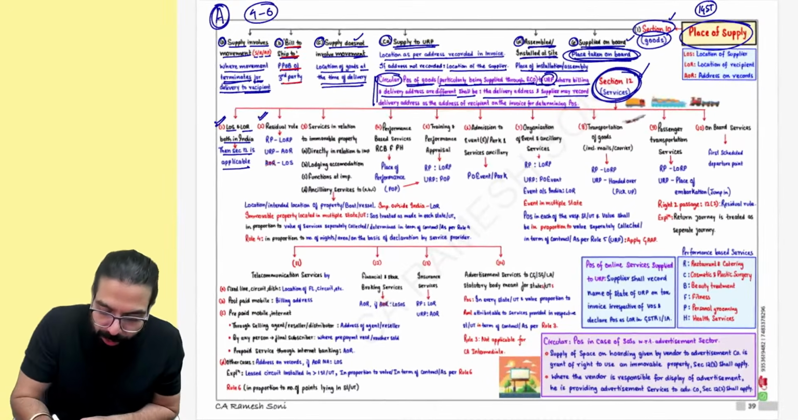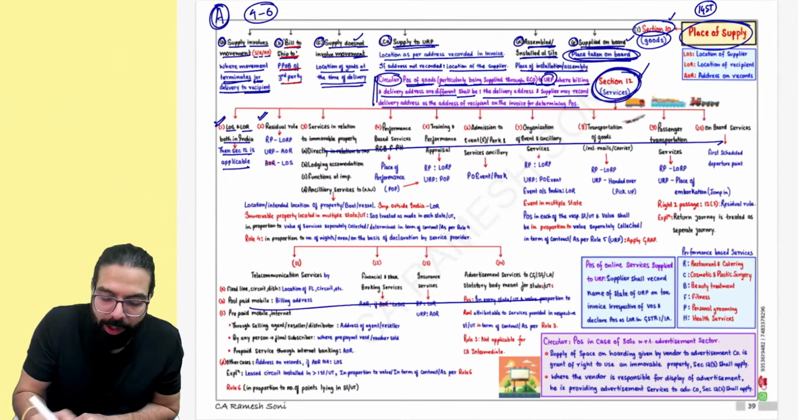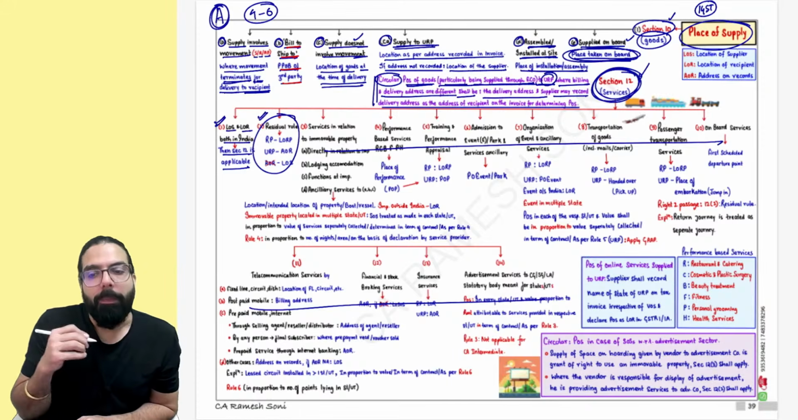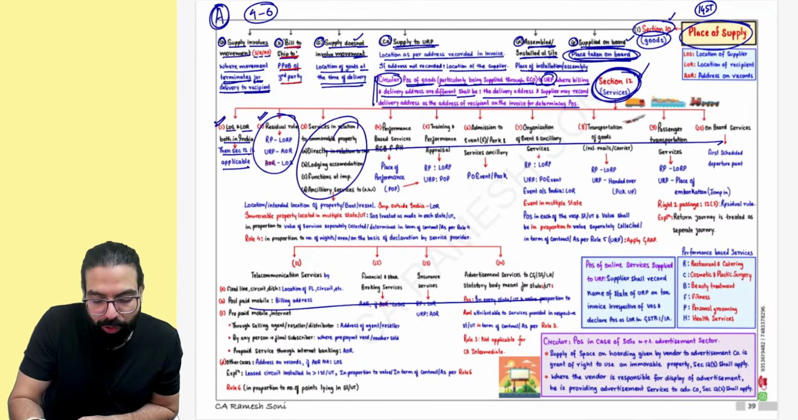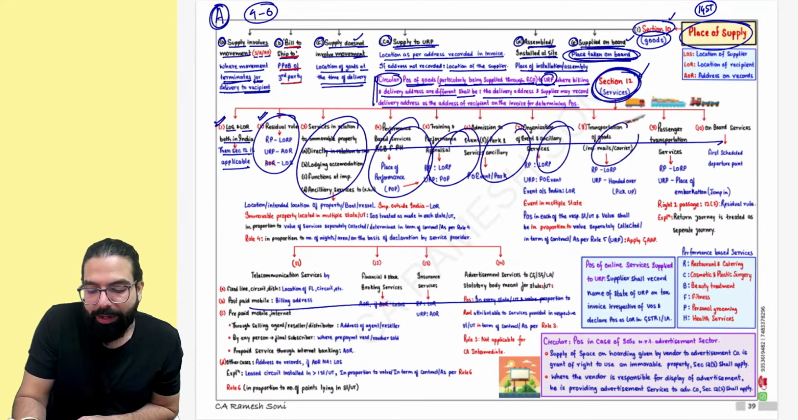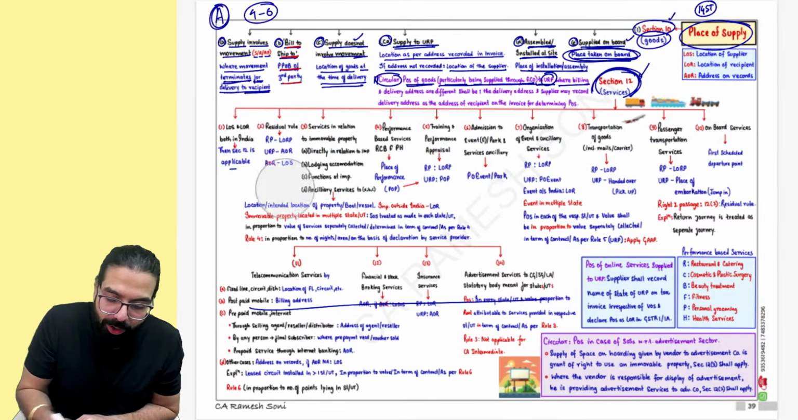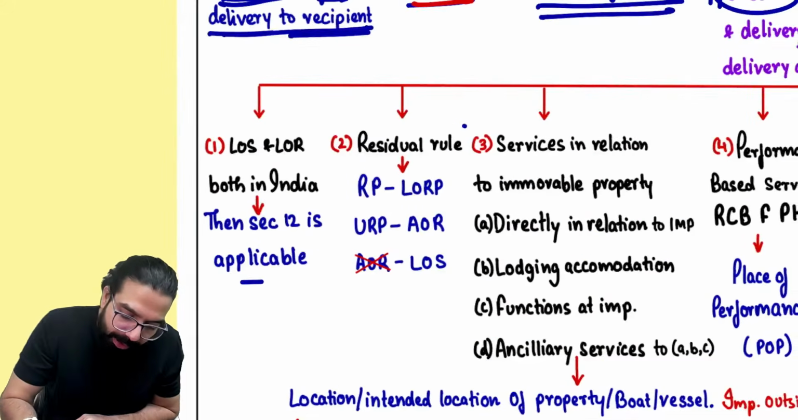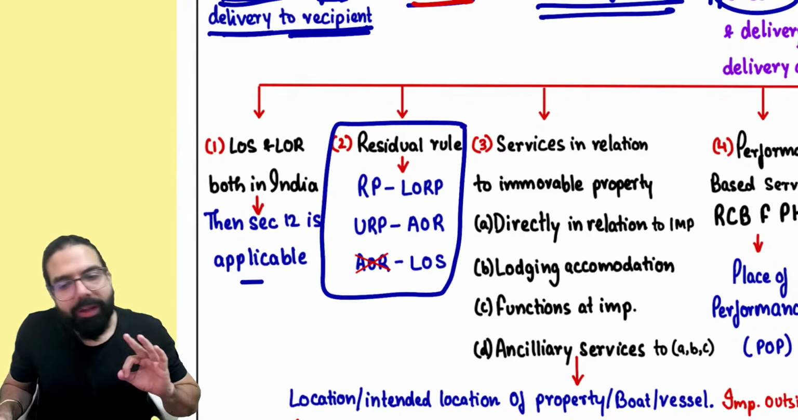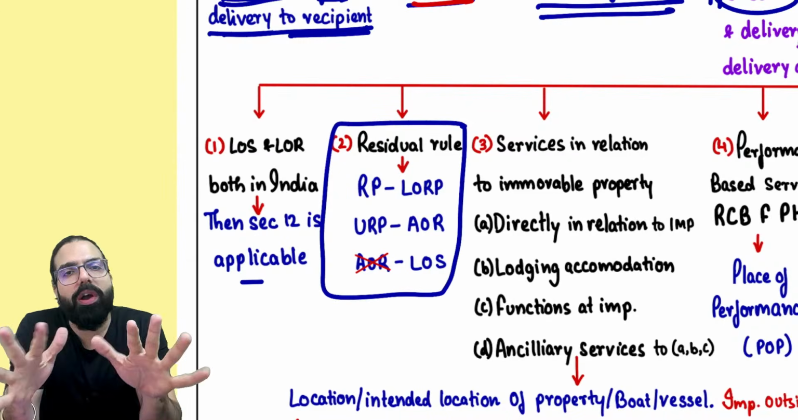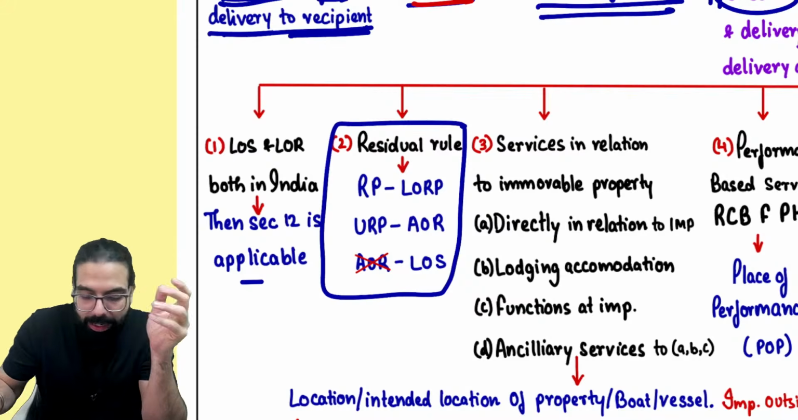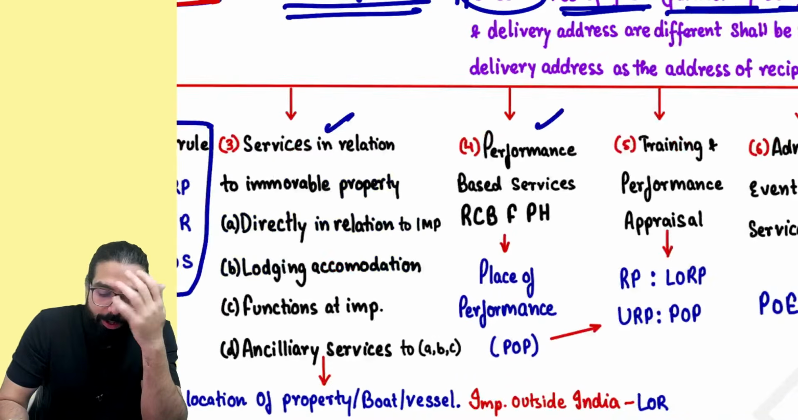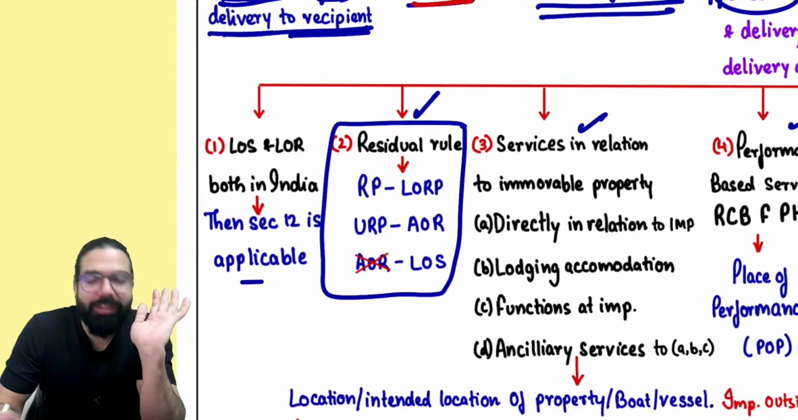It means if you are not falling under any of the specific rules, then the general rule is applicable to you. But if you are falling in any specific rule, you should always apply the specific rule and find out the place of supply. But if you are not falling in any specific rule, then always the general rule is applicable. For example, chartered accountants don't fall in any of the specific rules. The other sections which are there, we don't fall in any one of them. So we always apply the general rule.